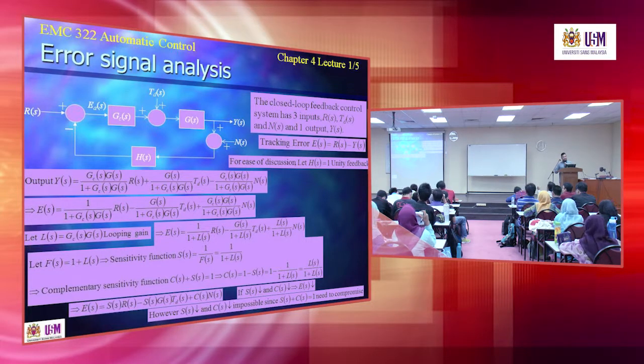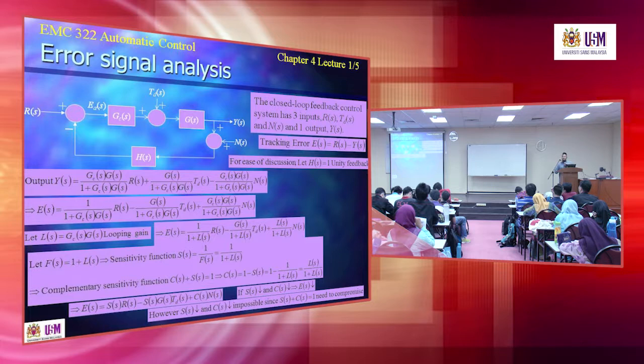So if we have a simple loop like that, where this is GC multiplied by G, and here is H, we can get the block GC multiplied by G divided by 1, because it's negative here, so we get plus, and then GC multiplied by G, multiplied by H. Since we said that H is equal to 1, the H disappears here. So we have this equation.